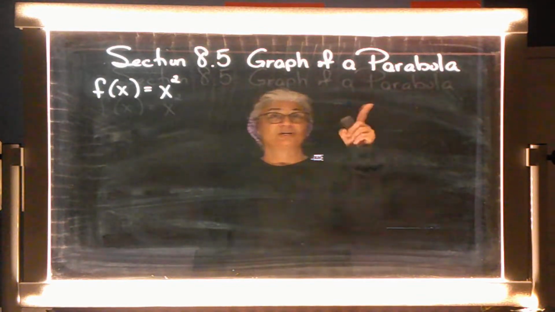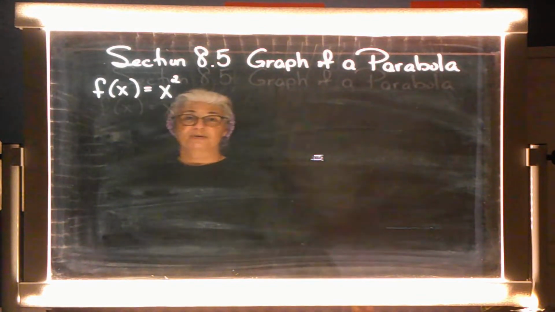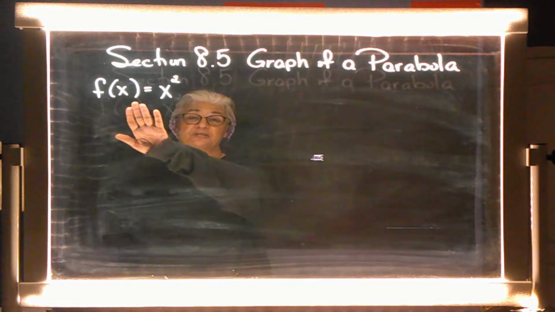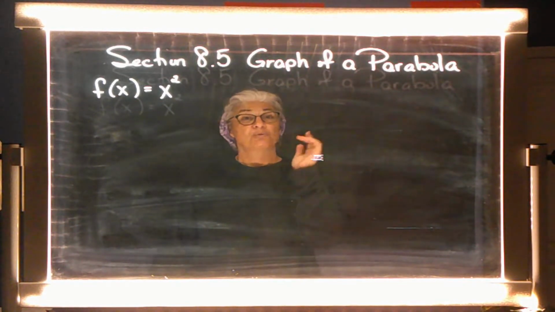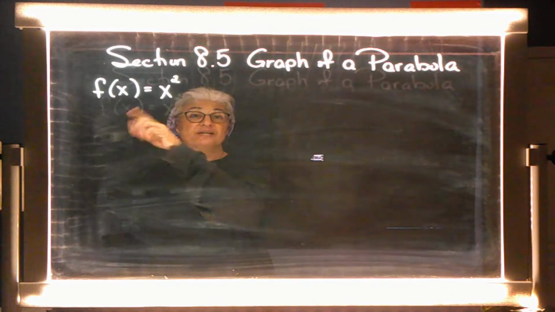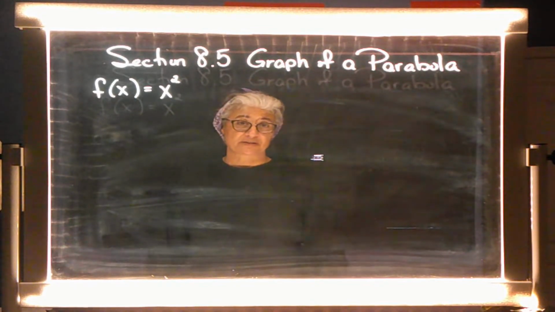Okay, so let's scoot on. Let's talk about graphing a parabola. Now, here's the equation that we're going to graph. F of x equals x squared. Remember, f of x is another way of saying y, so this is y equals x squared.